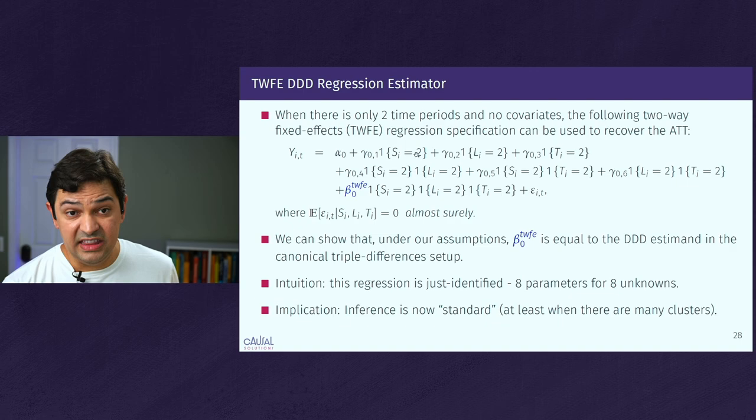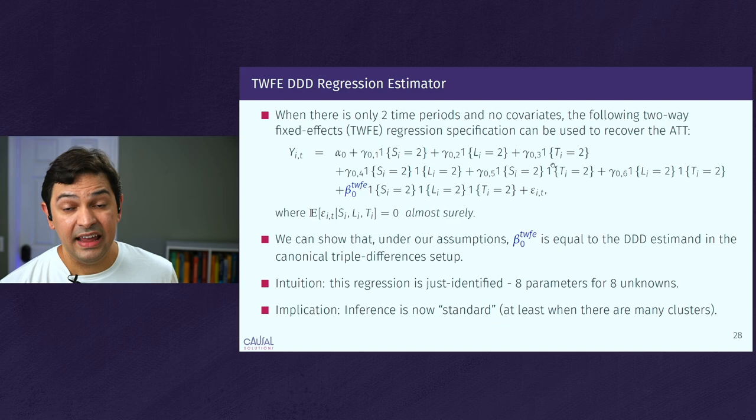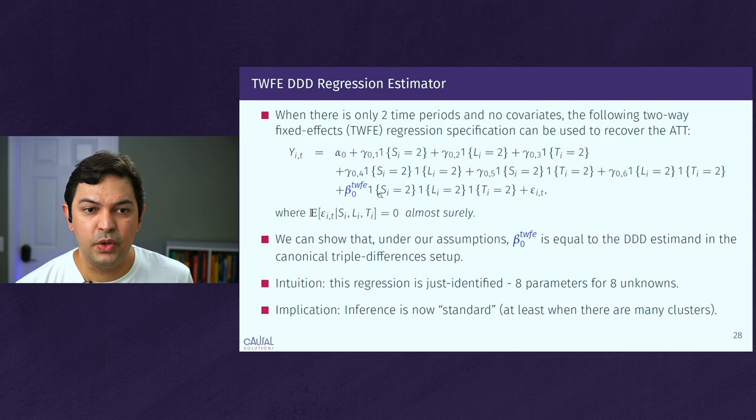Now what are we going to do? We're going to interact the state dummy, if it belongs to the treated states, with the partition. We're going to interact as well the treated state dummy with the post-treatment dummy, and we're going to interact the partition dummy with the post dummy. So by doing this, we have 1, 2, 3, 4, 5, 6 coefficients plus the intercept. So I have 7. What is missing? What is missing is this triple interaction of treated state dummy, treated partition dummy, and post-treatment dummy.